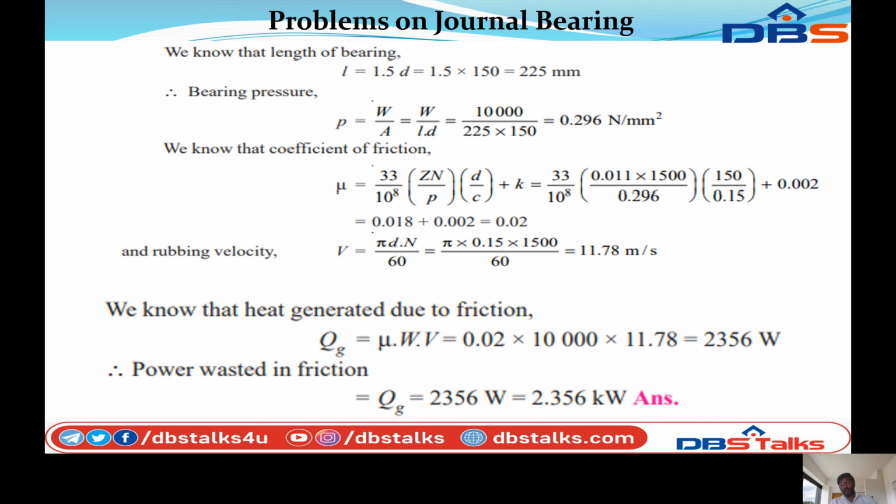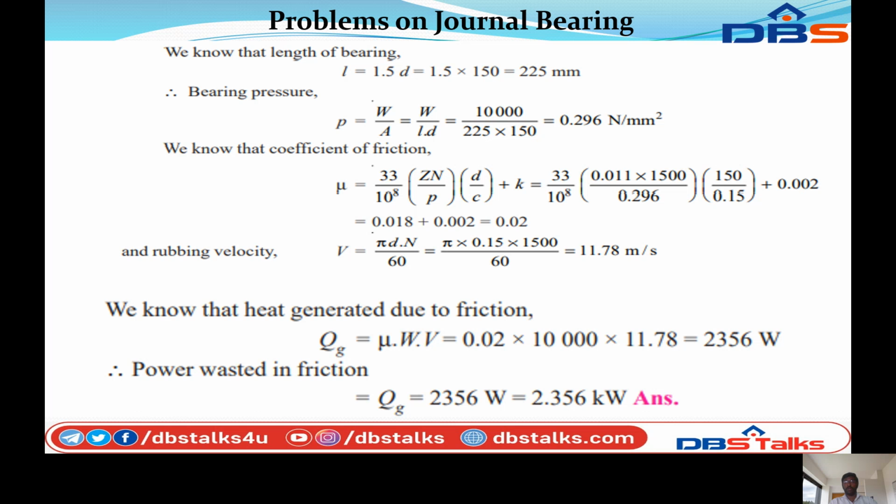And rubbing velocity V equal to pi D N by 60, equal to pi into 0.15 into 1500 by 60, that equal to 11.78 meter per second. So we know that the heat generated due to friction Qg is equal to mu into W into V. Substituting the values: mu is equal to 0.02, W equal to 10,000, V equal to 11.78. So finally we are calculating Qg is equal to 2356 watts. So therefore power wasted in the friction Qg is equal to 2356 watts.